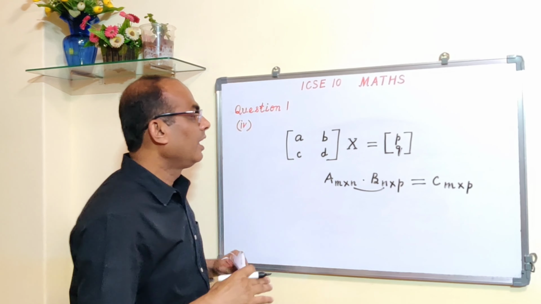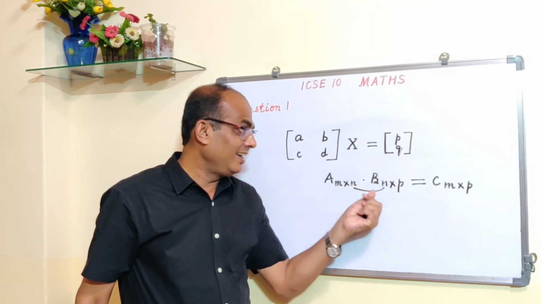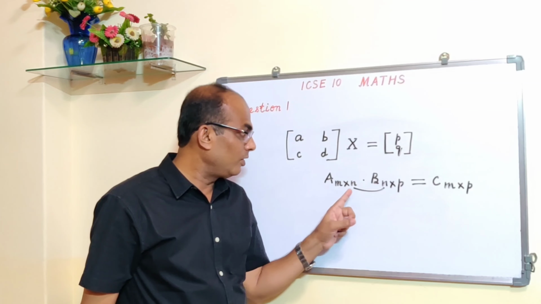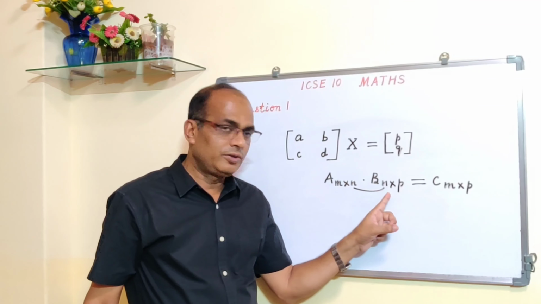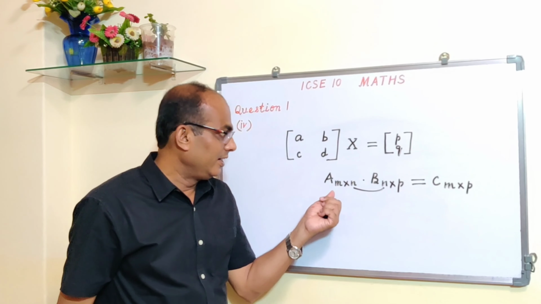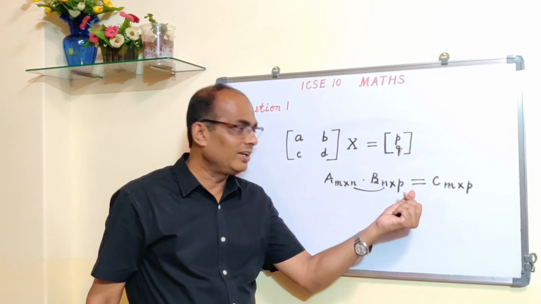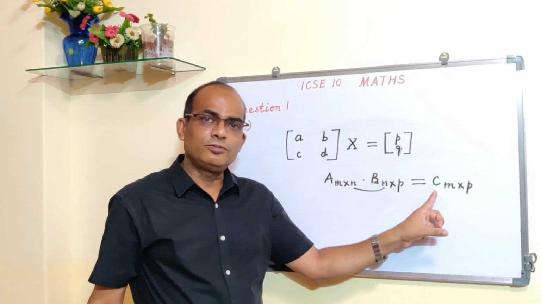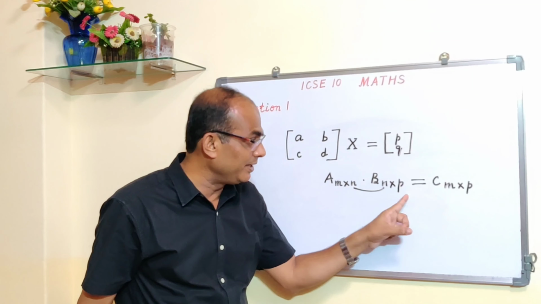Alright, and if these two are the same, then only the product is possible. The number of columns in the first matrix should be equal to the number of rows in the second matrix, then only the product is possible. So if this is m by n, then this has to be n by p. Then the final matrix after multiplication, suppose it is C, will have order m by p.